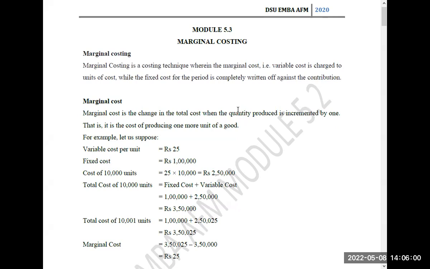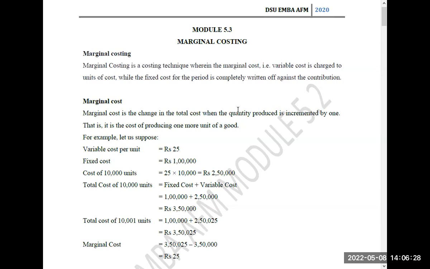We remember last class, in the last session, we discussed the cost sheet. We primarily classified the cost into two categories: direct cost and indirect cost. All direct costs are called variable cost. All indirect costs may be either variable or semi-variable or fixed. Okay. Then what is variable cost? Variable cost is a cost which varies according to the volume of production.